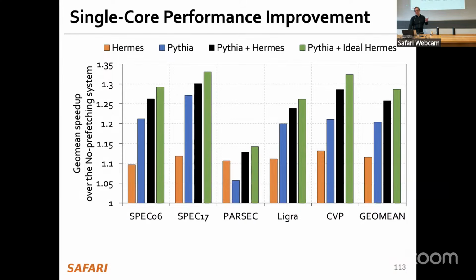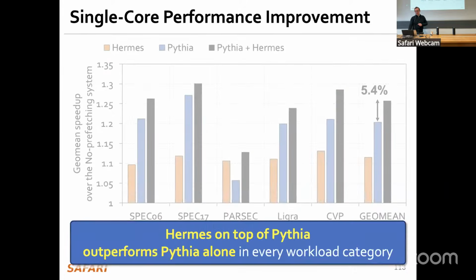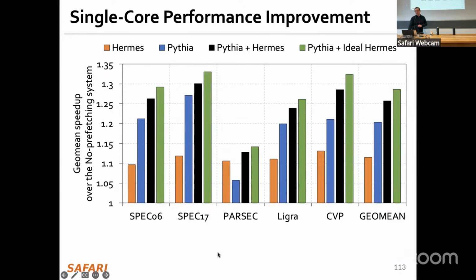Okay, so basically combining them is good for performance. So on top of Pythia, Hermes combined with Pythia outperforms Pythia alone in every workload category. And if you had an ideal Hermes, which means that, and in simulation you can do this beautiful ideal study, you can guess that the access that you're getting in the core is going to be a miss, off-chip miss. And it can basically ideally simulate without any error, let's say, without any inaccuracy in Hermes, then you get a little bit more performance improvement.